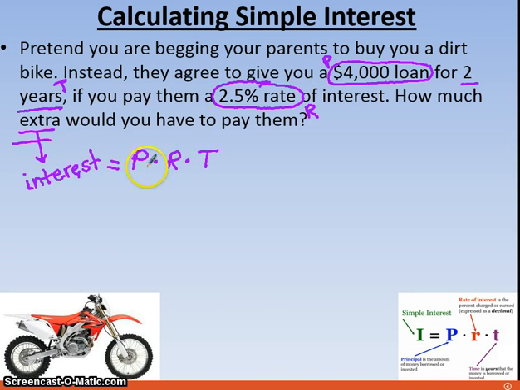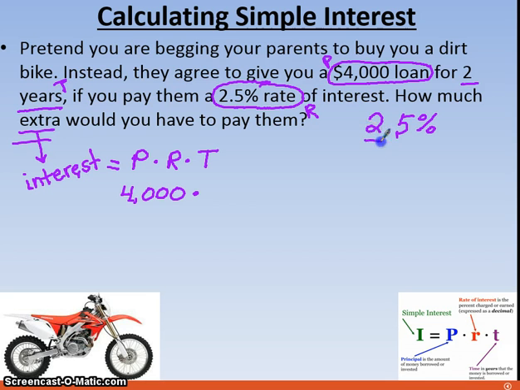Our principal is the amount of money that we are borrowing. How much money are we borrowing? We are borrowing $4,000 times the rate. How much is our rate? Our rate is 2.5%. Now you may have difficulty taking this to a decimal.